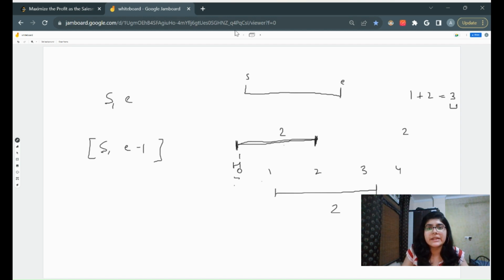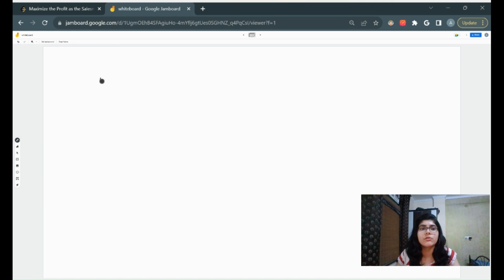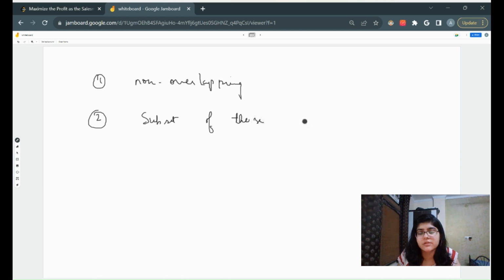So from this we can get an idea that what we need is a set of non-overlapping intervals. Among the input that is given to us, we need to select a subset of these intervals. And the third goal is we need to maximize the profit, or let's say maximize the gold.